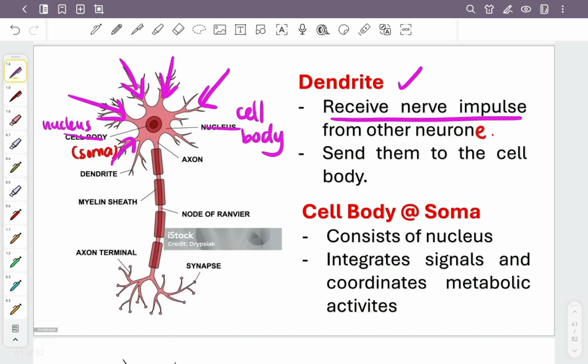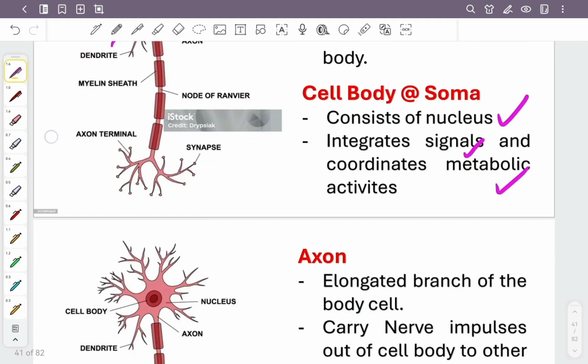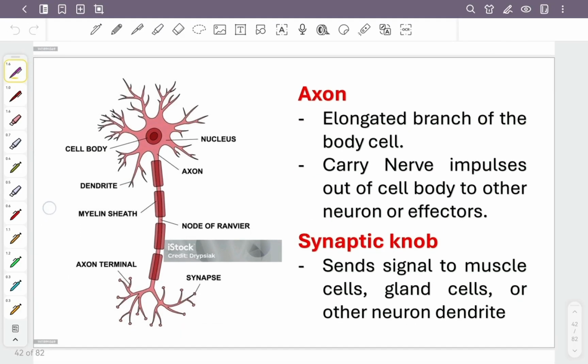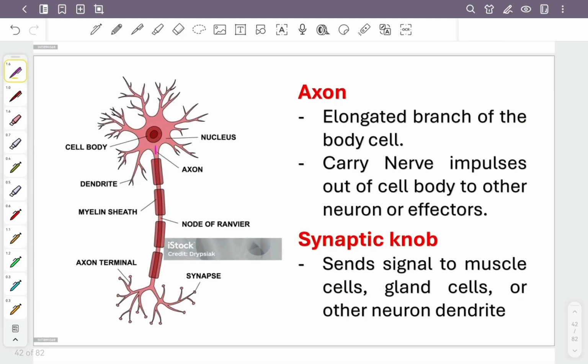Okay, so what happened here? It consists of the nucleus, integrates signals, and coordinates metabolic activities. But this one we seldom ask in the exam, so you just read through. Okay, now the axon. The axon is this part.